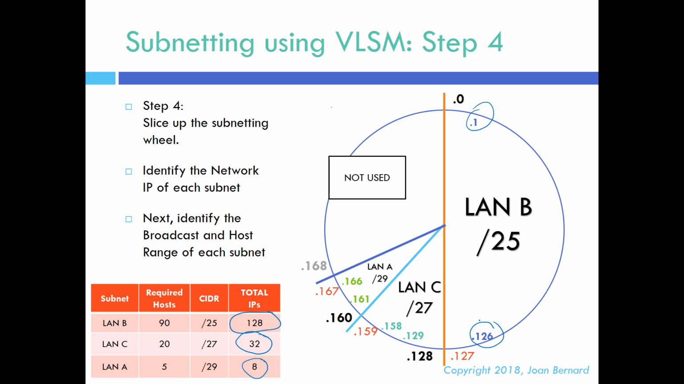You can't just grab an IP address, let's say something like 203. You can't say, oh, I'll just use that since it's not being used, and I'll put that in LAN B or LAN C or LAN A. The router is not going to be happy with that at all because the router knows exactly how big your segments are.